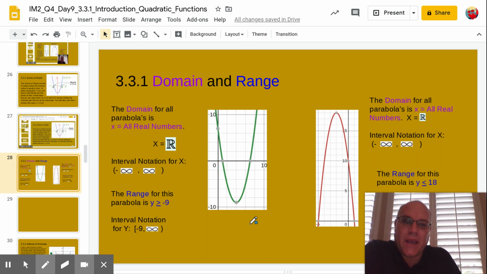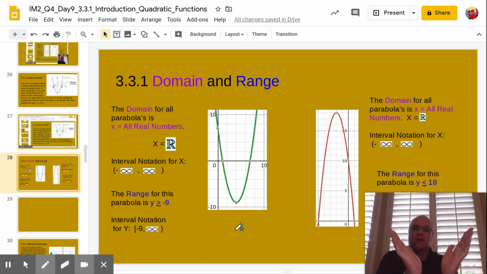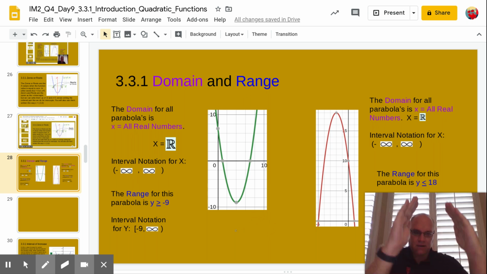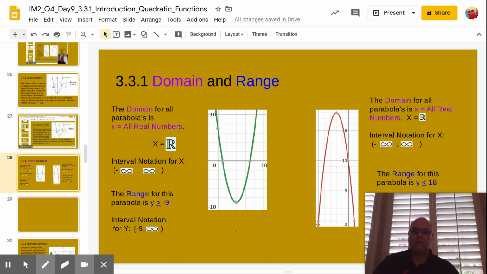All right, we're going to look at domain and range now for quadratic functions. So the domain for all parabolas is always going to be all real numbers. X equals all real numbers. The reason for that is if you think about a parabola, as it goes up, up, and away, it keeps getting wider, wider, and wider. Or if it's coming down, it gets wider, wider, wider as it comes down. Therefore, the X values go completely towards infinity and completely towards negative infinity. So it's going to be X equals all real numbers.